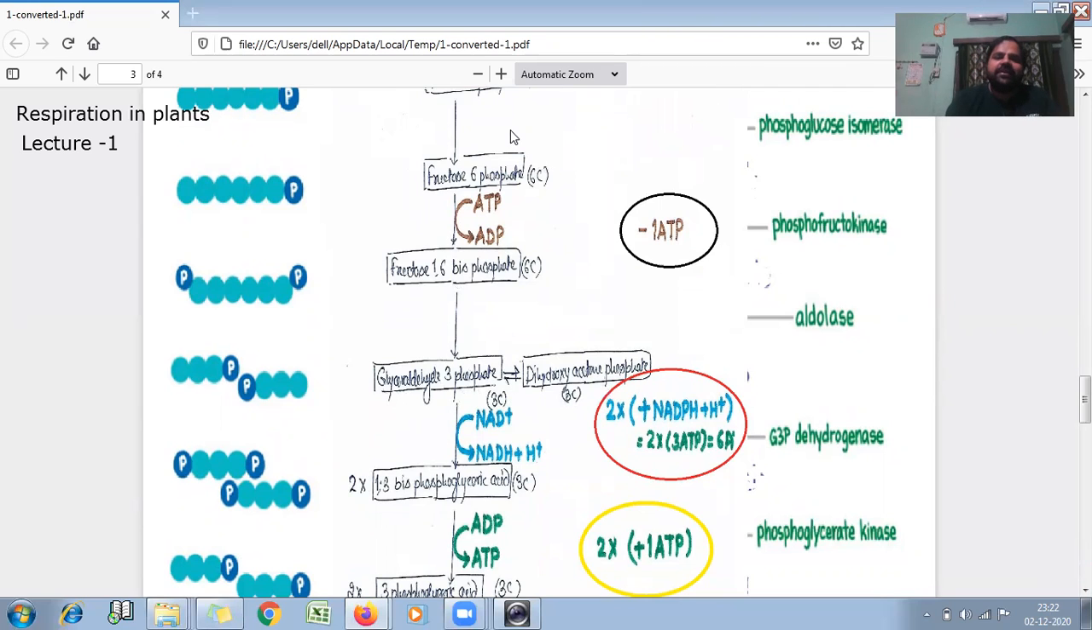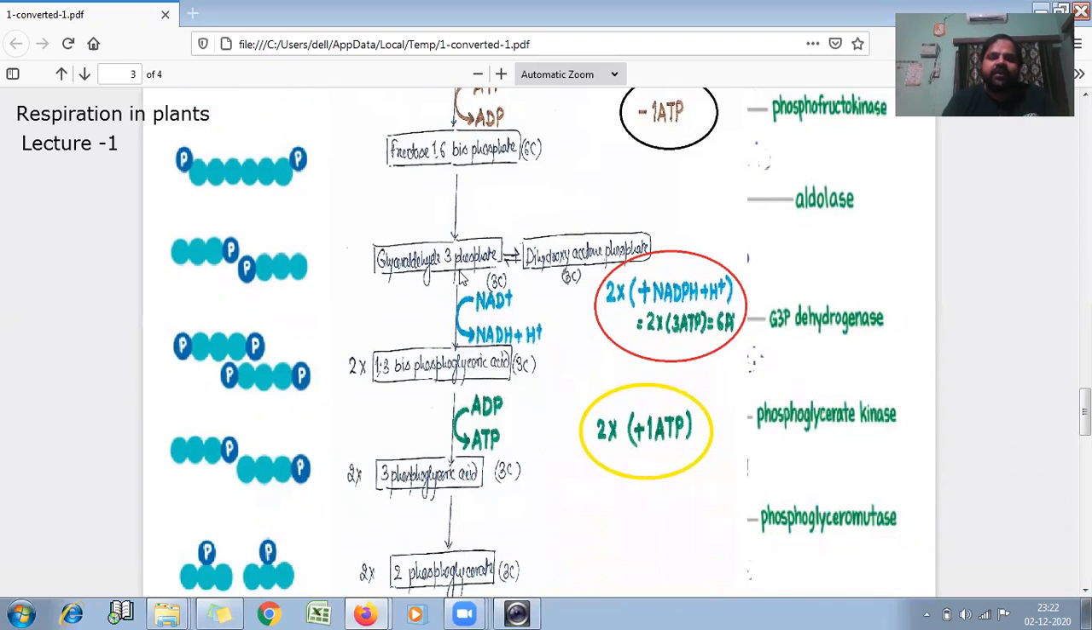Now we can see that starting from glucose to fructose 1,6-bisphosphate, each and every molecule is a 6-carbon compound. But when this aldolase enzyme works, what happens? This fructose 1,6-bisphosphate will be broken into two molecules, glyceraldehyde 3-phosphate and dihydroxyacetone phosphate. And these two molecules are interconvertible.